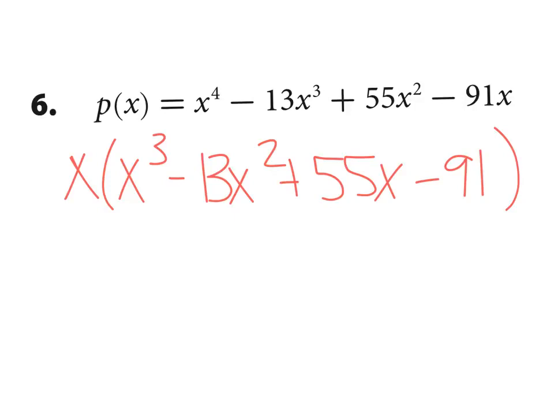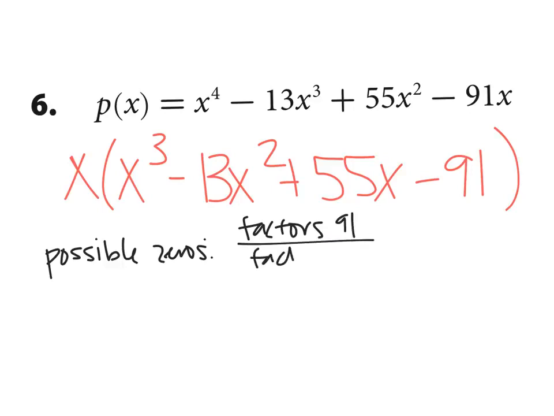So what can I do then if I can't use grouping? You could find the rational zeros. I can find my possible zeros. To find my possible zeros, I need my factors of 91 divided by my factors of 1. What are my factors of 91? 91, obviously. And 1, and 13 and 7.